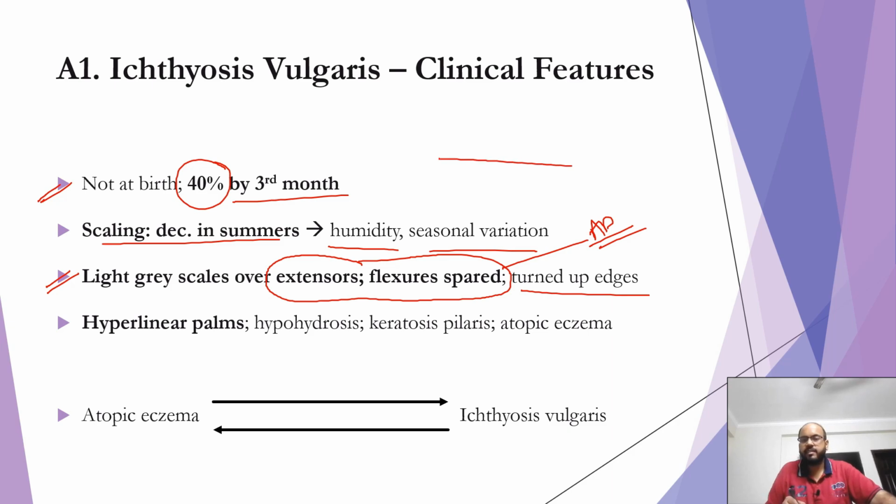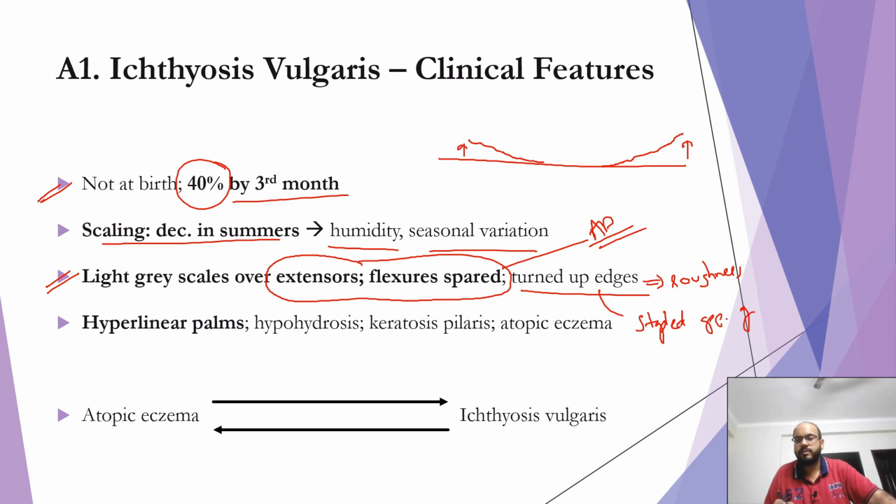The scales have turned up edges. That means if this is the skin surface and this is the scale, the edges of the scale are turned up. That means they are a bit lifted. And these turned up edges give rise to roughness of the skin. And it is also known as the stapled appearance of scales. Stapled appearance of scales. That means as if somebody has put a stapler at the center to stick the scales to the skin and the edges are up. Okay.